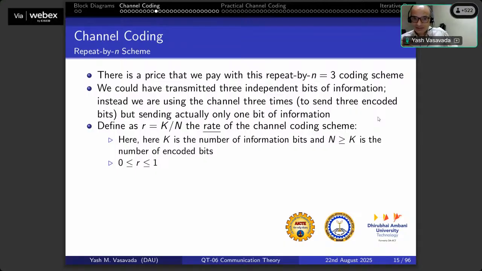Otherwise, R will be smaller than 1. When R is smaller than 1, you are doing some channel coding, but the price that you pay for that is that you are reducing the rate of information that you are transmitting. As we said, if we want to make repetition coding more and more reliable, we can keep on making n larger and larger, 5, 7, 9, etc. The price is that R becomes smaller and smaller.